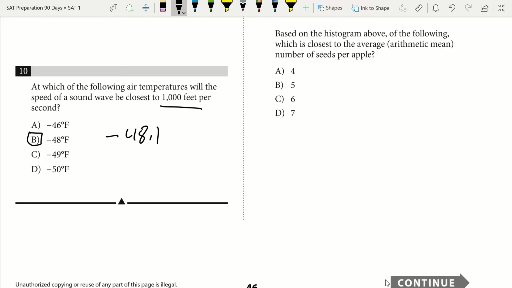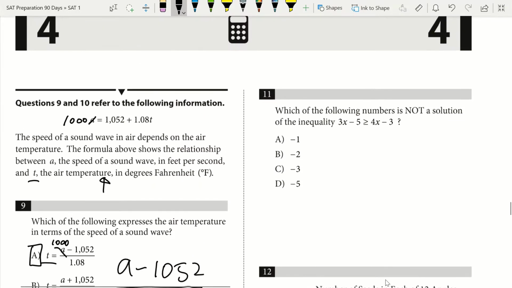All right, now we got question 11. Which of the following numbers is not a solution of this inequality? If we take a look at this inequality, we can go ahead and solve for x. We'll subtract 3x from each side, get rid of 3x. That's going to give us x right here. We add 3 to each side to get rid of that. So now we have negative 5 plus 3, which is negative 2. So x has got to be less than or equal to negative 2.